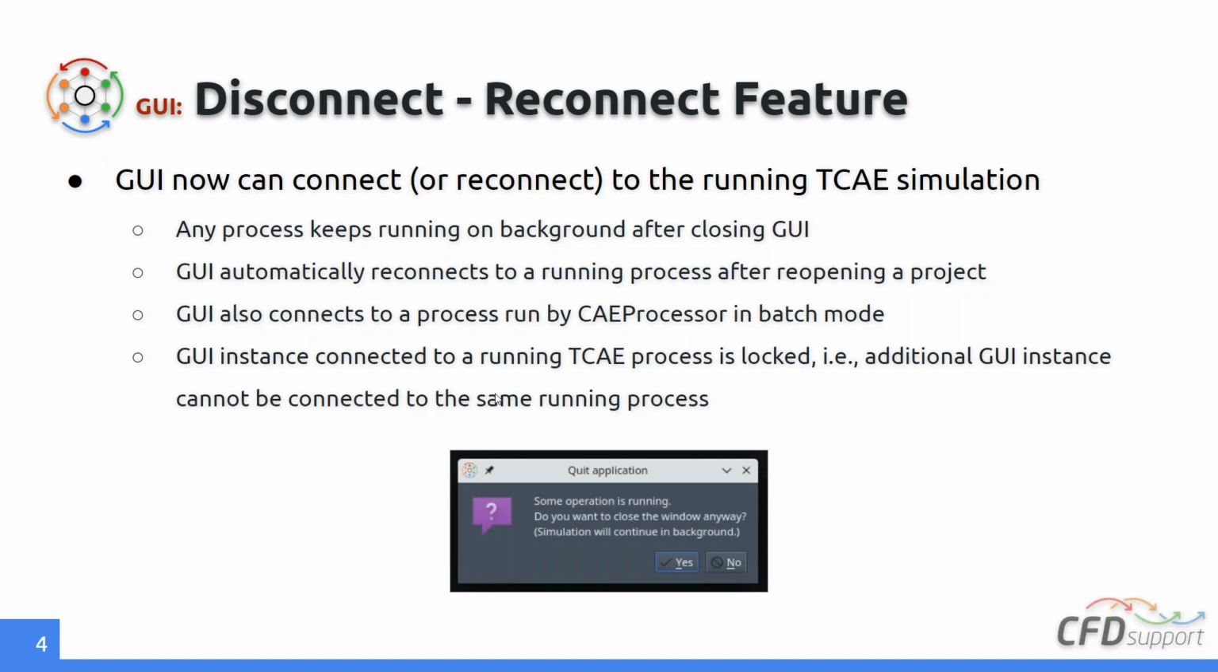Because the process is locked basically to the GUI, you cannot open two GUIs connected to one project, but the GUI will tell you that some other instance or some other GUI is managing the running project, so it doesn't allow you to open one project in two GUIs.